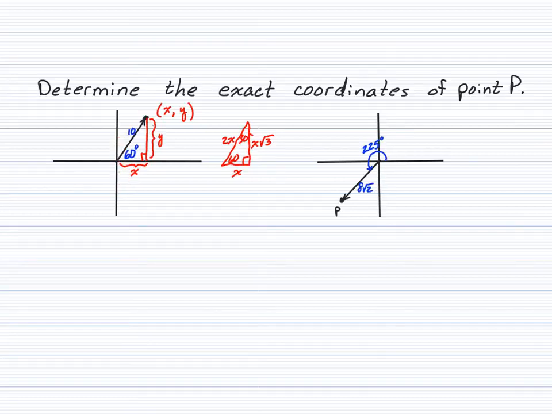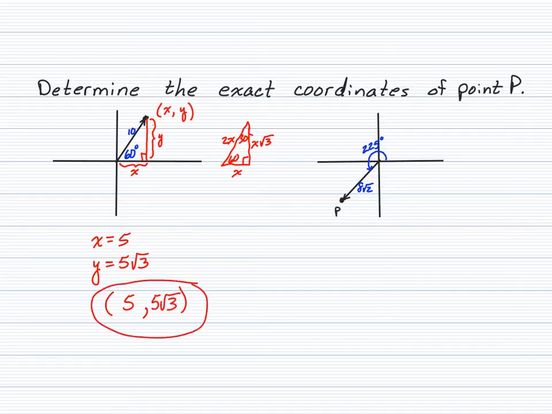All right, so half of 10 means that our x value is going to be 5, and the y value is going to be 5 square root of 3. Since we are in the first quadrant, both the x value and the y value are going to be positive, and that is the exact coordinates.